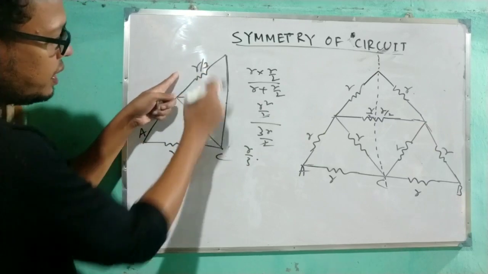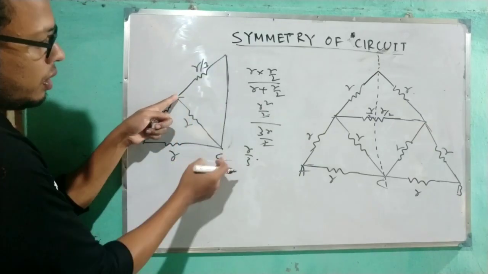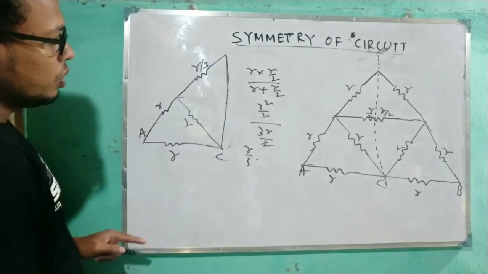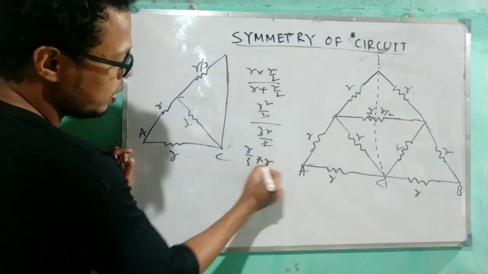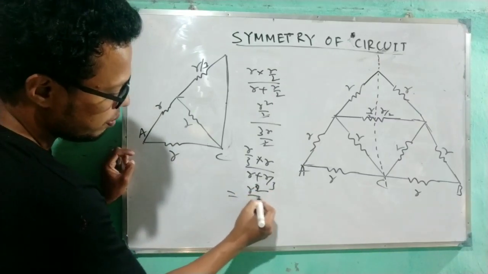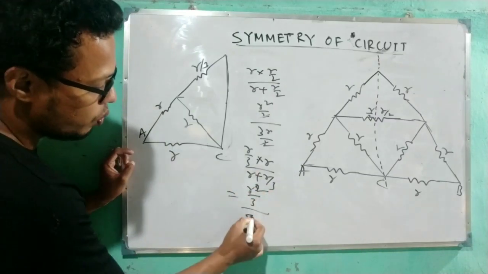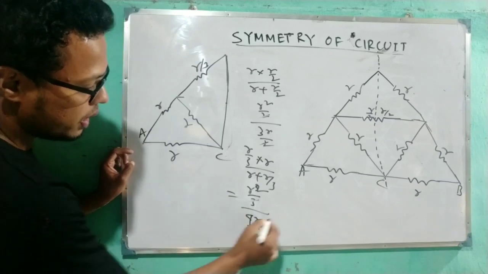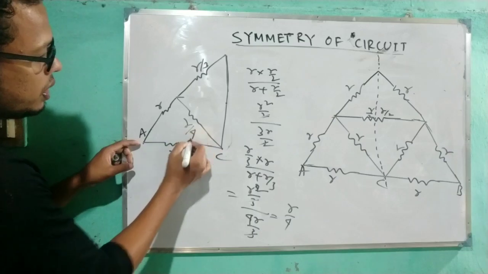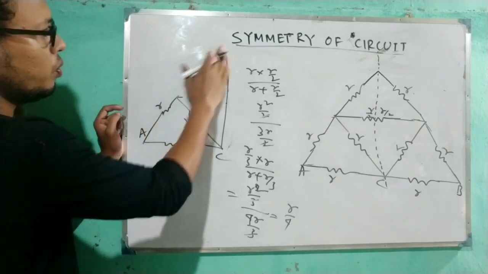Now this R by 3 and R, these are also parallel. It means I am calculating across this point. So R by 3 into R divided by R plus R by 3 will come as R square by 3 divided by 4R by 3. The 3 cancels, so R by 4. So across this terminal we are getting R by 4.